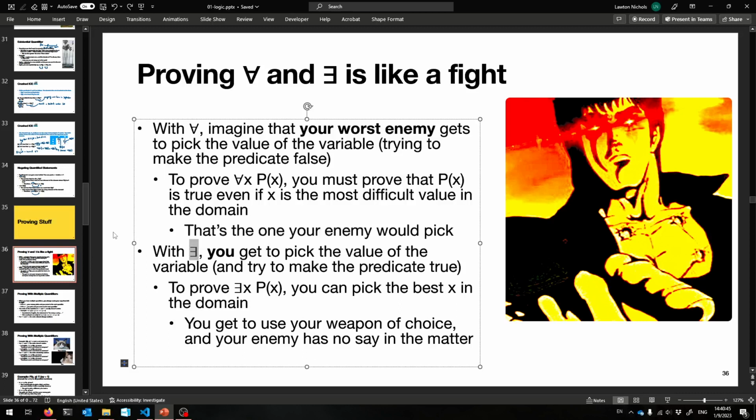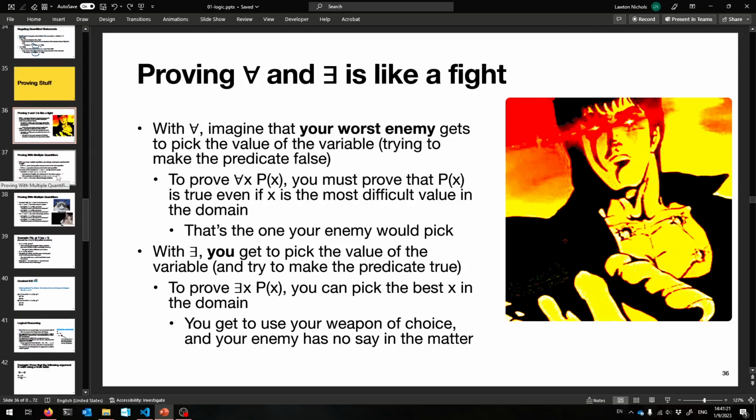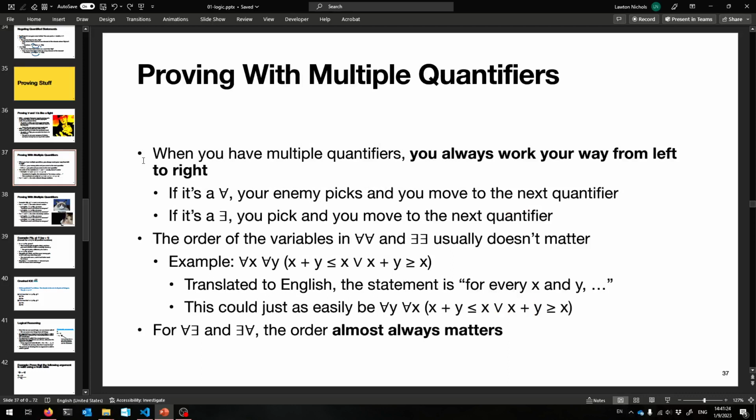When you're proving there exists, it's a bit easier. The weight is off of your shoulders. It's your turn to fight back. With a there exists, you get to pick the value of the variable to try and make the predicate true. It's you who's throwing the punch at this point. So to prove there exists x, P of x, you just have to find one good value of the domain such that P of that value is true. You get to pick the best x in the domain, so you get to use your weapon, whatever you want. Your enemy doesn't get to do anything. It's their turn when the for all comes around. So that's how it's like a fight. Hopefully that makes a little bit of sense. That's the metaphor that's going on in my mind when I'm trying to prove these things.